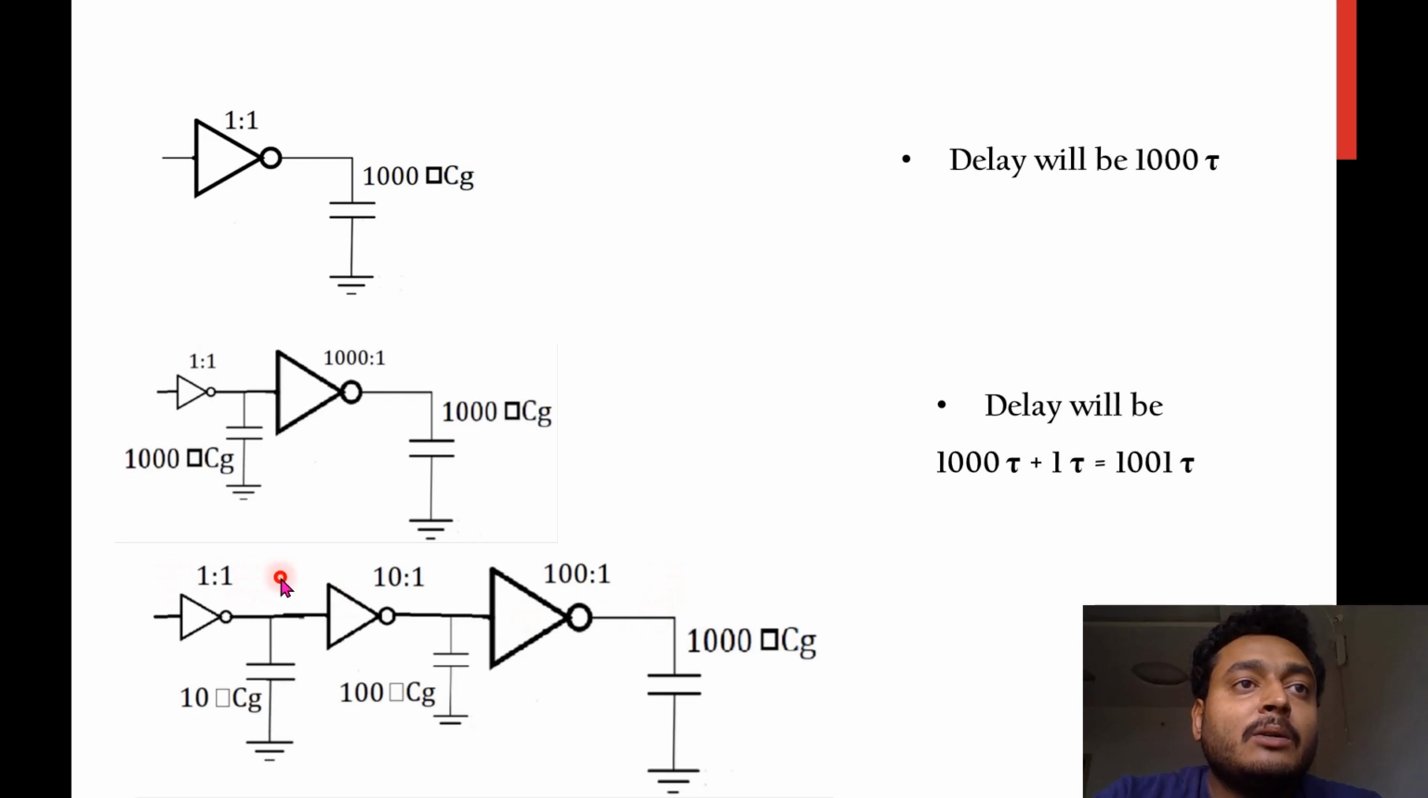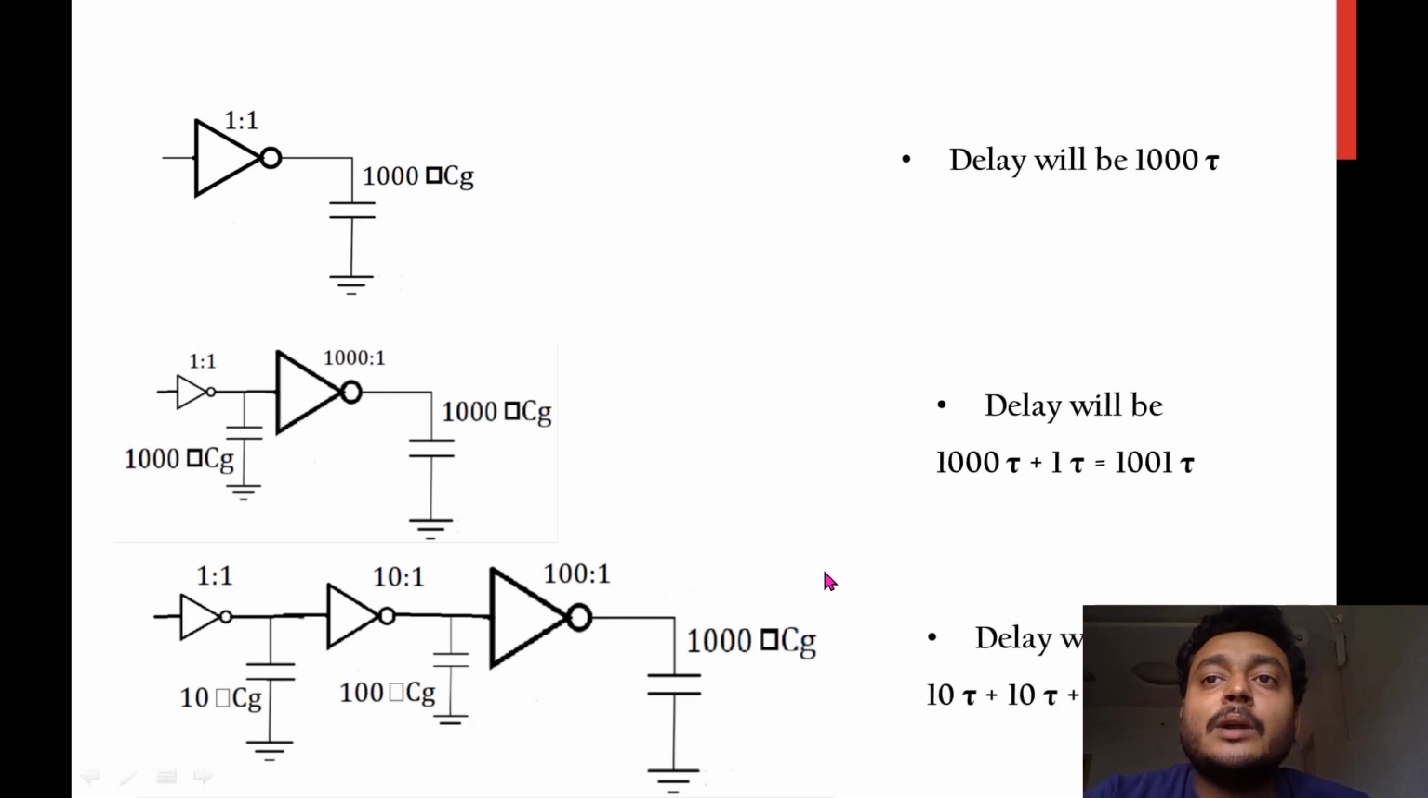So from here to here 10 tau delay, here to here 10 tau delay, here to here again 10 tau delay. So the total delay you're going to get will be 30 tau. When you compare these three circuits, the different stages, it's very affordable, right? There is so much improvement. Compared to this, we have 1000 tau delay here, 1001 tau delay here, and you are going to get 30 tau here. So this is more advantageous now.